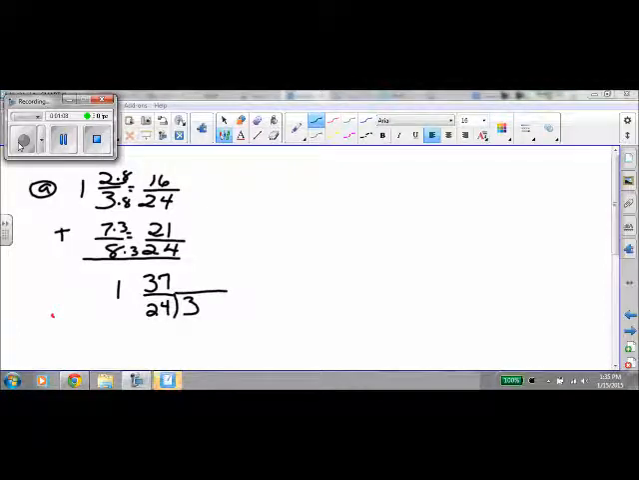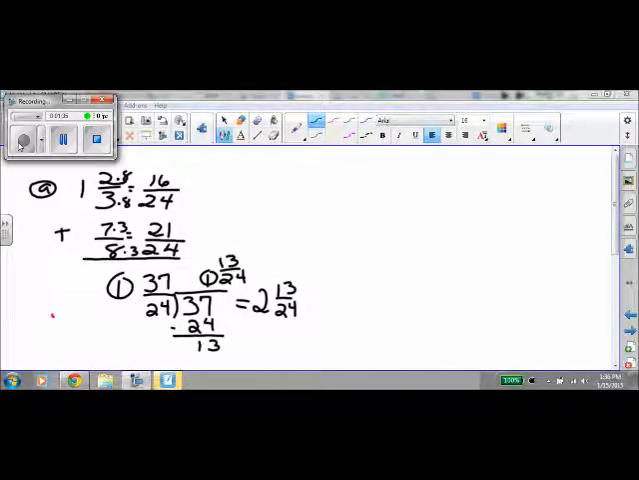I need to change that into a mixed number. How many 24s are in 37? 1. 37 take away 24, 7 take away 4 is 3, 3 take away 2 is 1. So that's 1 13/24ths plus, we've got the whole number here, plus this whole number. So the whole answer for part A is going to be 2 13/24ths hours.